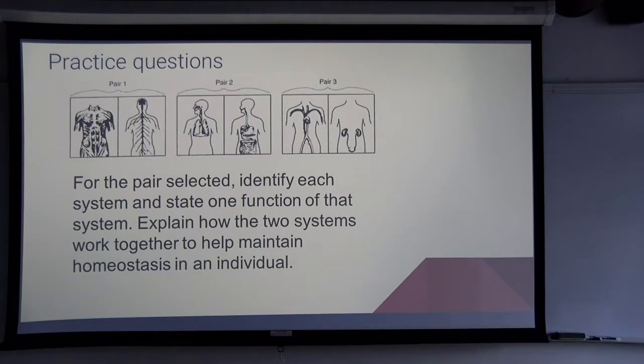Select two systems, identify each system, and state one function of that system. Then explain how the systems work together to maintain homeostasis in the individual. Let me give you 2 minutes on that.